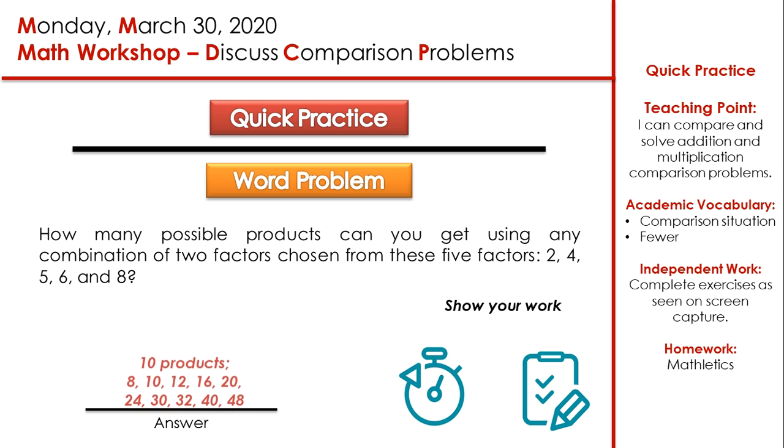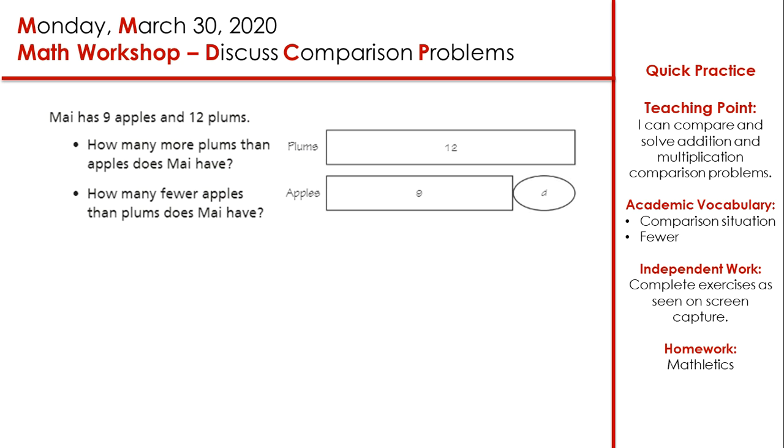Right here, I'm sharing with you the answer. You're supposed to get 10 products, and these are the products that you're going to get. But I want to see how you can actually approach that answer and your work. So let's move on to our mini lesson for today.